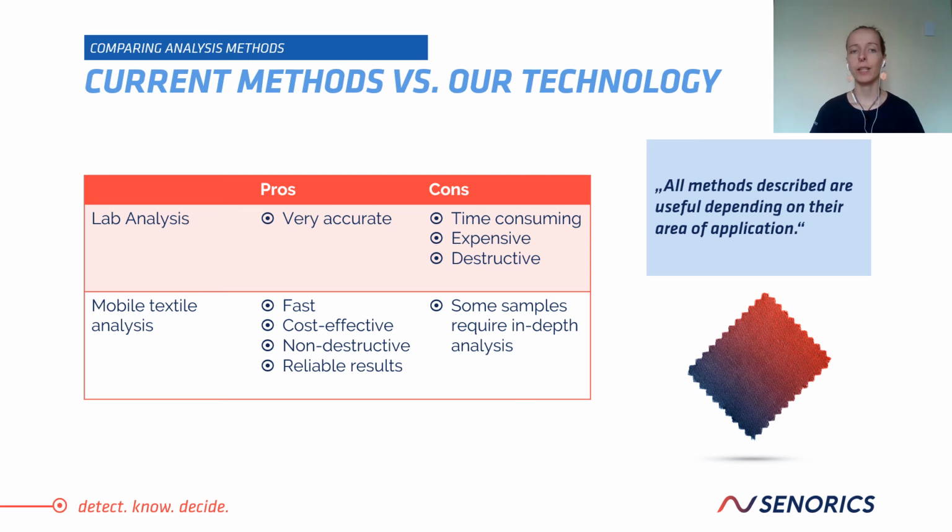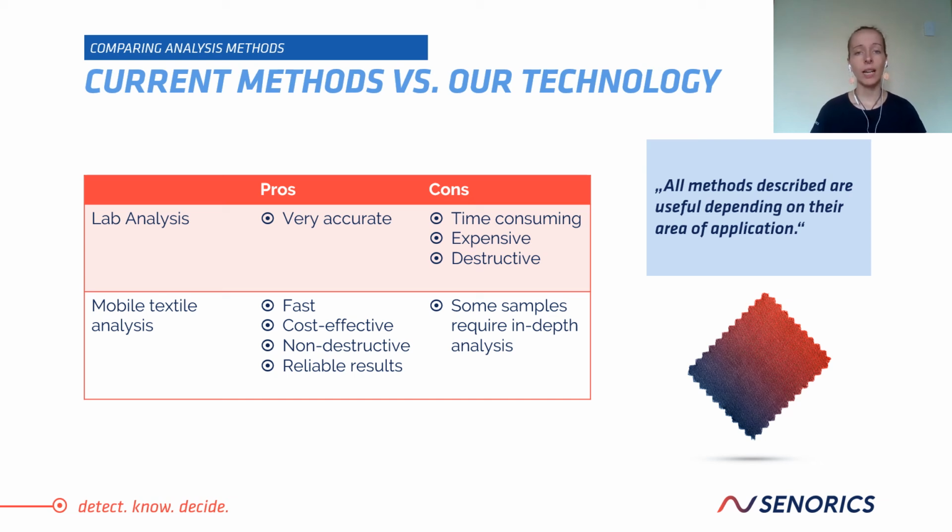Now that we have looked at laboratory analysis methods as well as our material sensing technology, it is time to conclude. What are the advantages and disadvantages of each testing method? Will they all stand the test of time, or do certain methods outshine others? To answer these questions, all the methods described have their place in the world of textile analysis, and they are useful depending on the area of application.